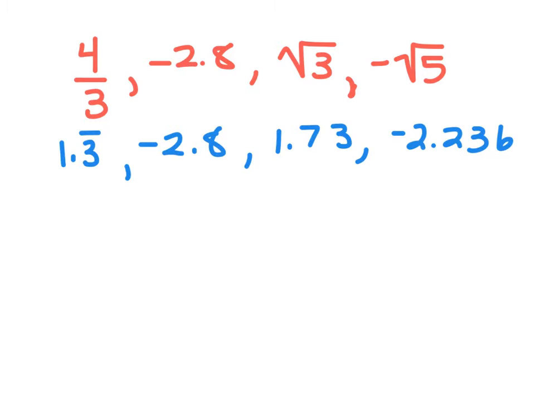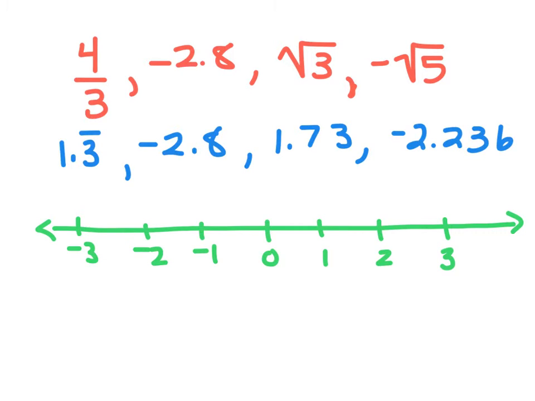All right, let's go ahead and graph these on the number line so that we can put them in value order. All right, here's our number line. Let's go ahead and place these numbers. So negative 2.8 will land right around here. Oops, that decimal point doesn't want to show up. There we go. Negative 2.236 will be roughly around here. Let's put that as a negative square root of 5. That's easier to write in this space.